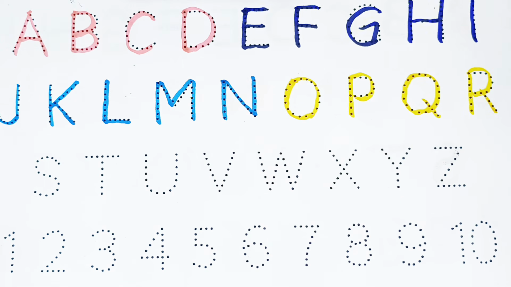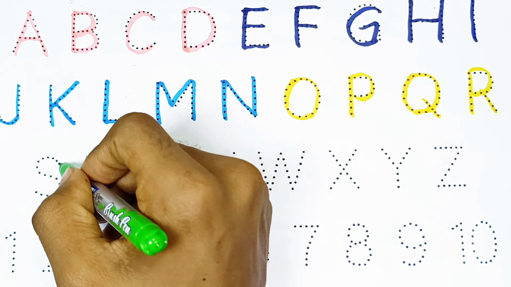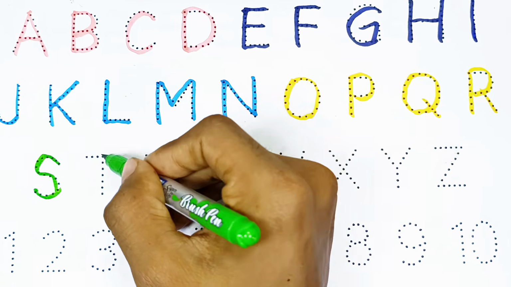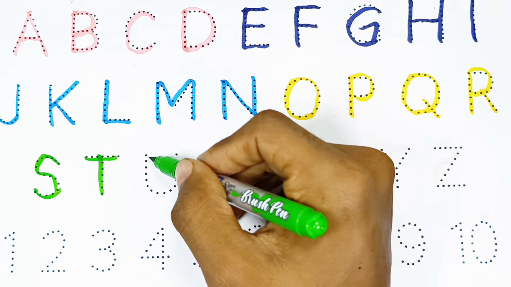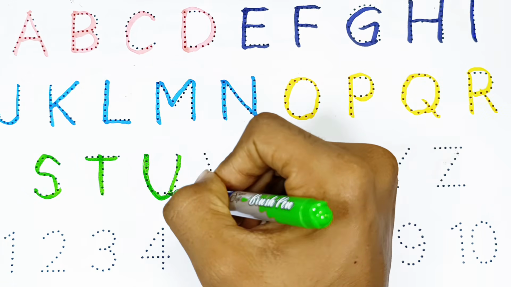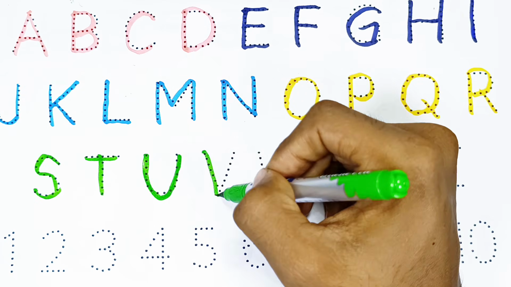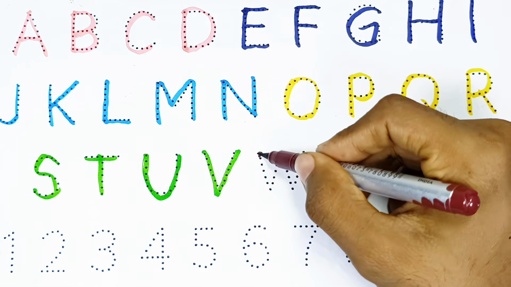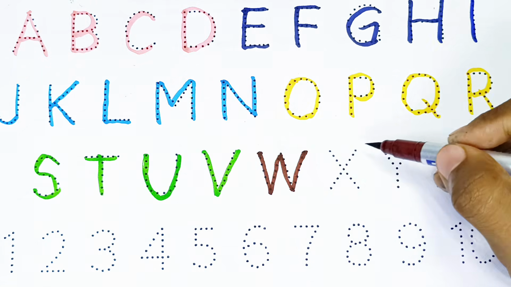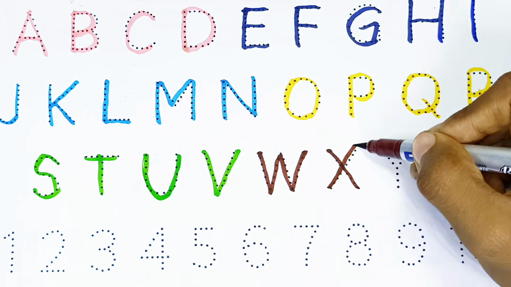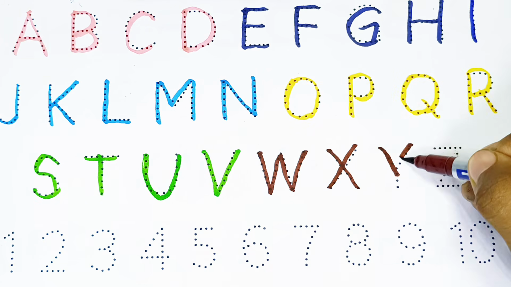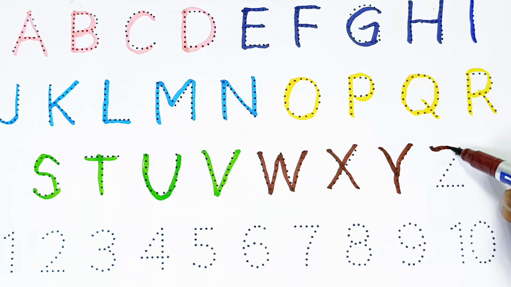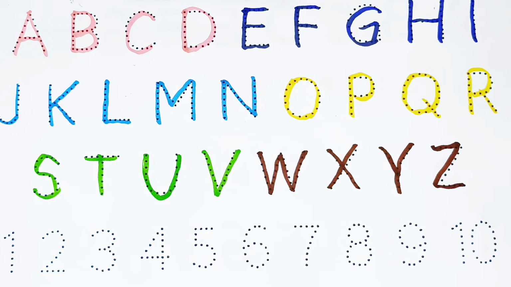R for rose. Kids, now you draw S. S for sun. T for teacher. U for umbrella. V for van. Kids, now you draw W. W for whale. X for xylophone. Y for yo-yo. Z for zebra.